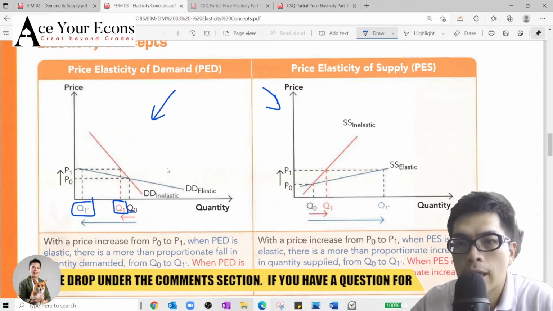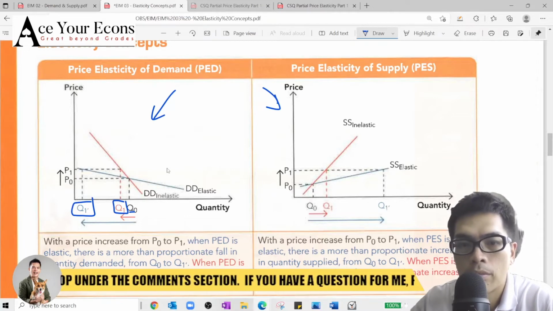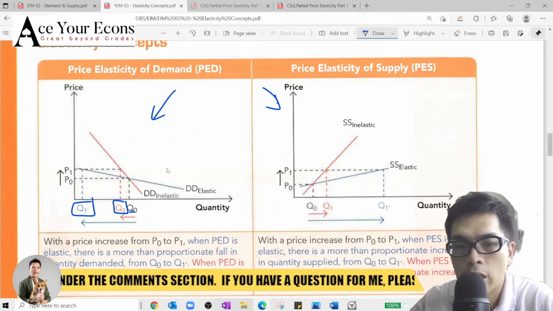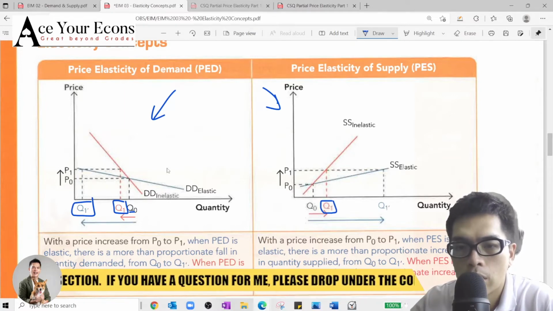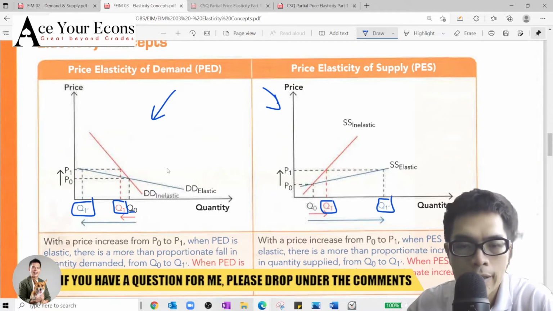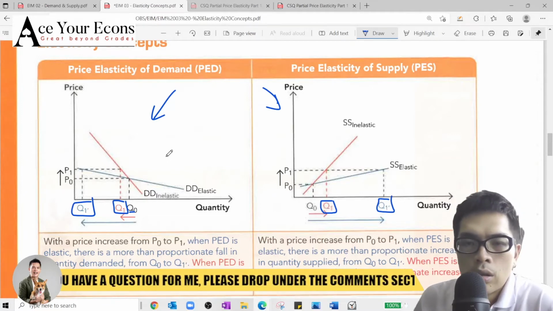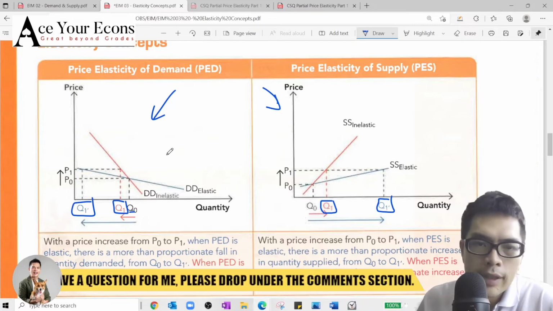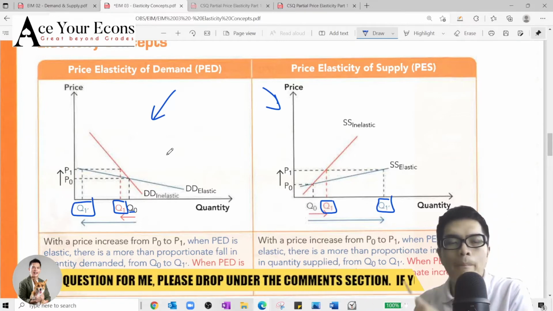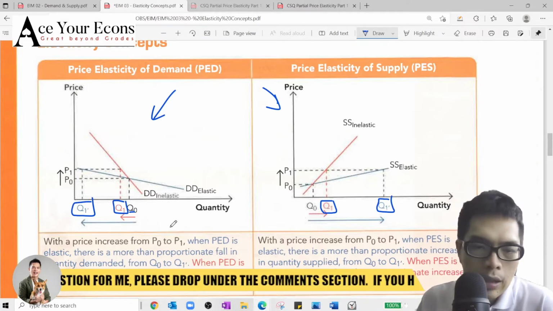We can see that PES is the same concept. They will start from the same intersection of P0 and Q0. With every given increase in price, your quantity supplied is going to respond less, with Q1, and more, at Q1 prime, when your supply is price elastic. So it's not a new concept, it is just combining the two diagrams together.